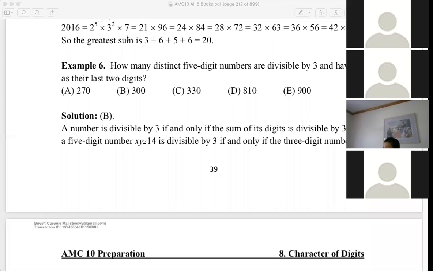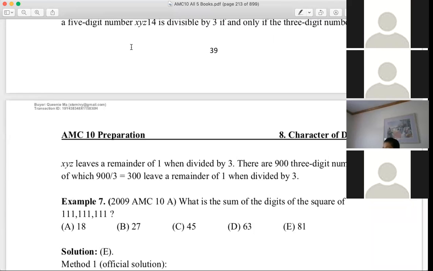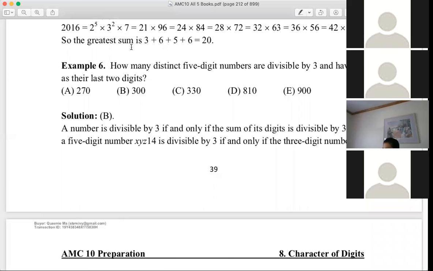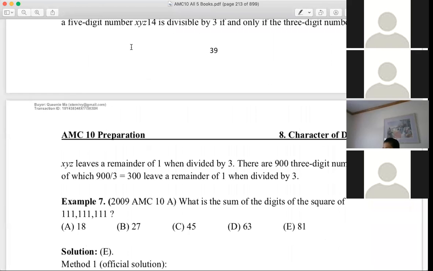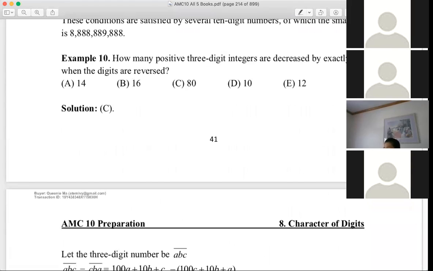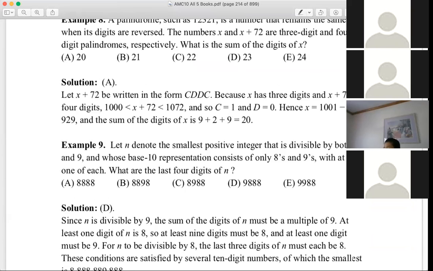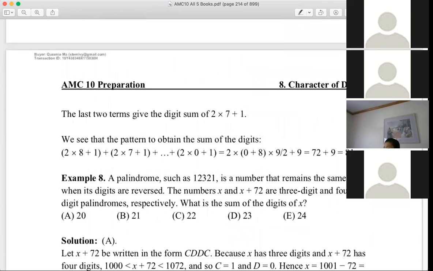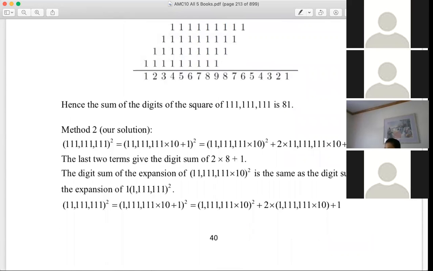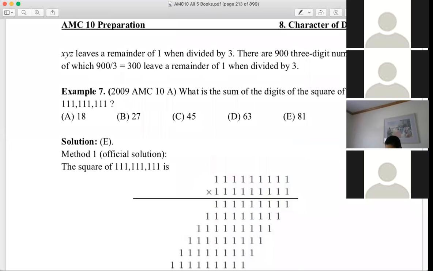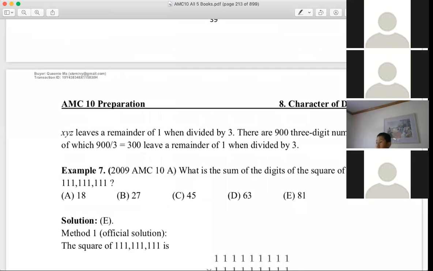Now let's go to the next one. Okay. This is example 6. Now let's go to example 7. This one is a 2009 AMC 10A problem.